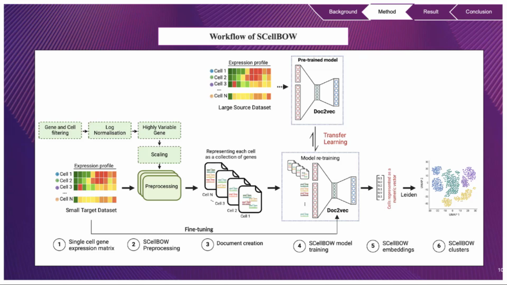So basically we are scaling down the entire dimension. So we started with 60,000. Then with the highly variable genes, we are scaling it down to, let's say, 3,000, and then we are taking it into an embedding space which has a vector size of 300, and then I'm representing it in a 2D space, so just 2 dimensions. So this is the overall architecture of the SCellBOW clustering method.